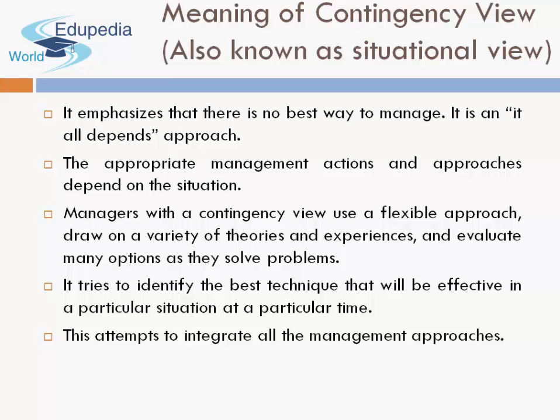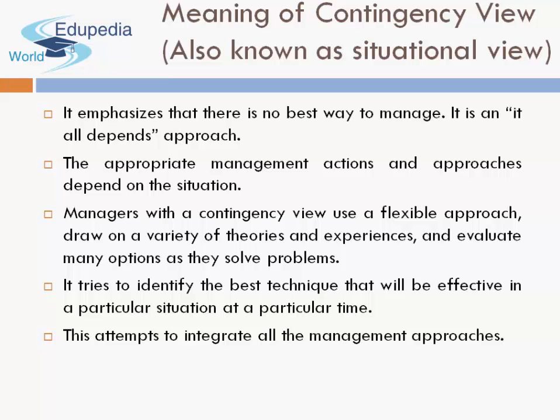So contingency theory says that a manager cannot follow one particular way of working. For example, if you have to control people who are working in the hospitality industry and people who are maybe working in a manufacturing unit, you cannot control the people in the same way, or you cannot deal with the situations in the same way.